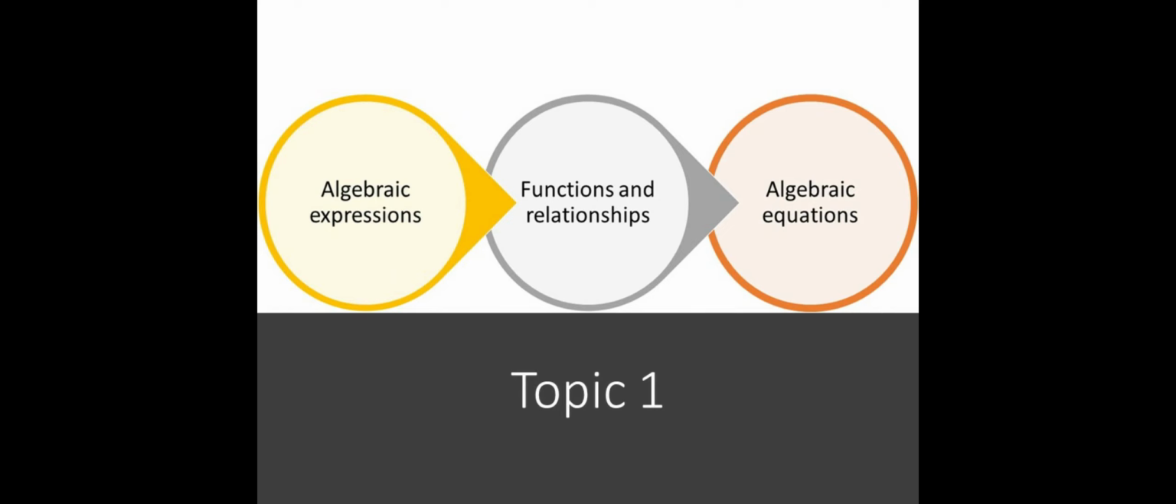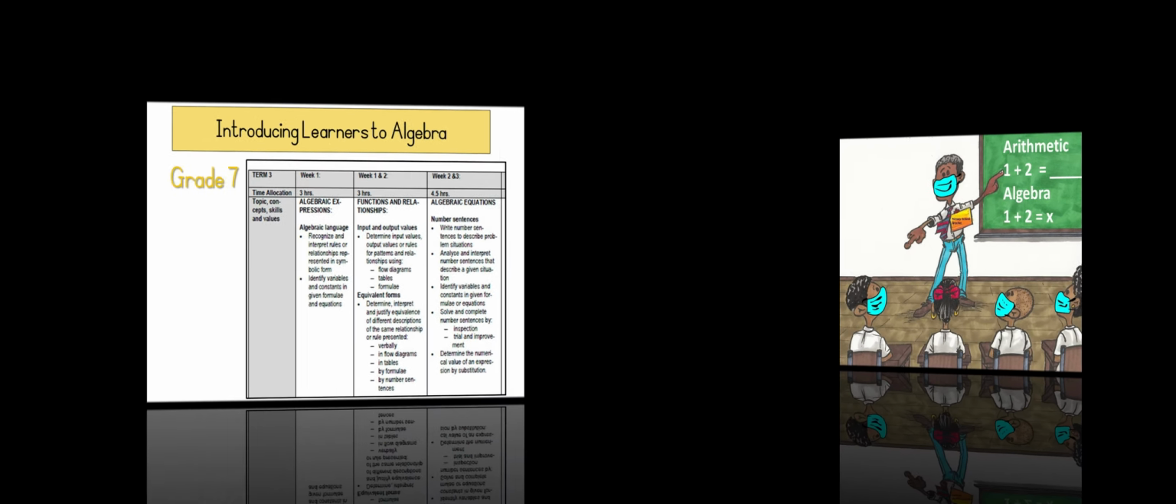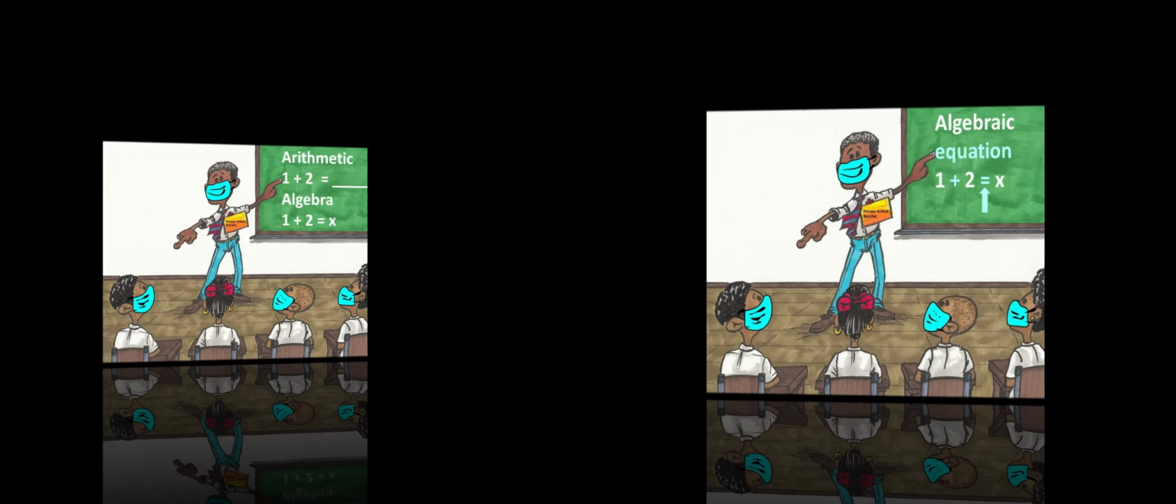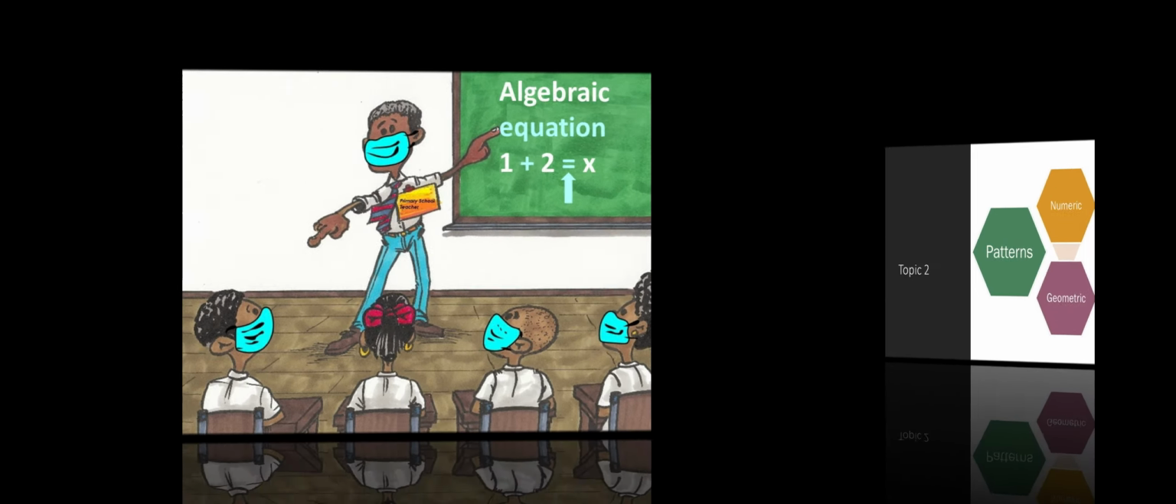This topic is included in the third term curriculum for grade 7s. According to the revised annual teaching plan, learners should spend 3 hours learning about algebraic expressions and language at the start of the third term. Another 3 hours should be given to learners so that they can practice determining input and output values as well as equivalent forms. And then 4.5 hours should be spent teaching basic algebraic equations. There is no requirement to teach algebra directly to grade 4, 5 and 6 learners this year.